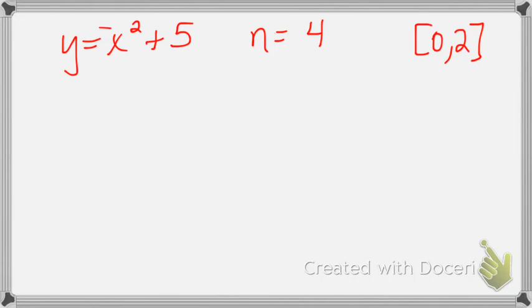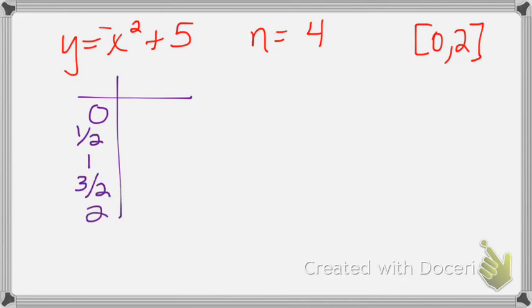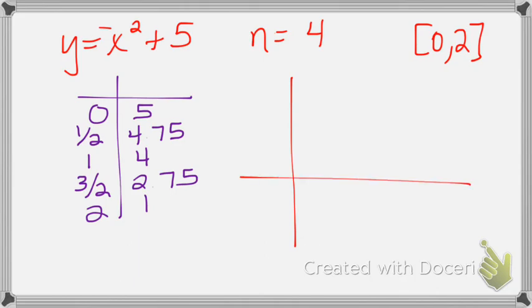Do you agree? So what that means is when I make this table, I'm going to need the y values at every half value until I get to 2. I think I have them. I'm just going to go ahead and write them down. 5, 4.75, 4, 2.75, and 1. When you graph it, it doesn't have to be exact. Do the best you can.